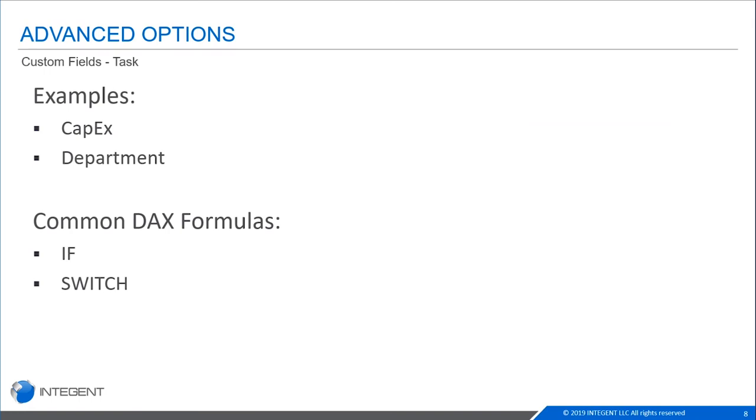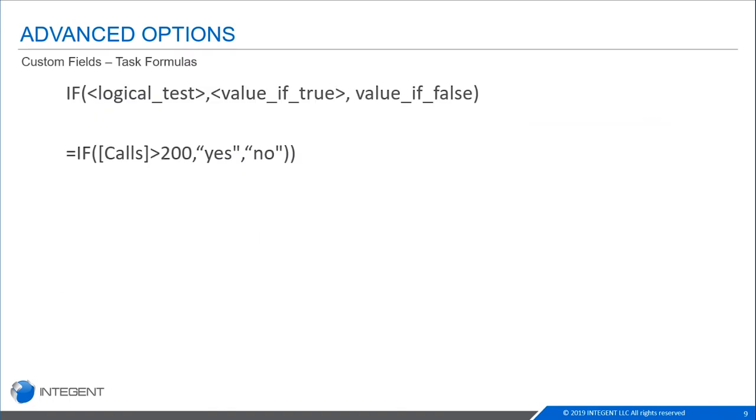So the two DAX formulas that we're going to be talking about today, and they are the most commonly used, are the IF and the SWITCH. So the IF formula follows this logic. It presents you with a logical test, and then it says, if the value is true, I want you to show me one thing. And if not, then I want you to show me the other thing.